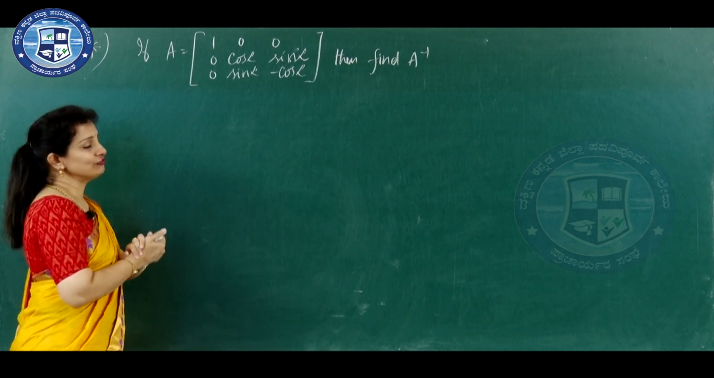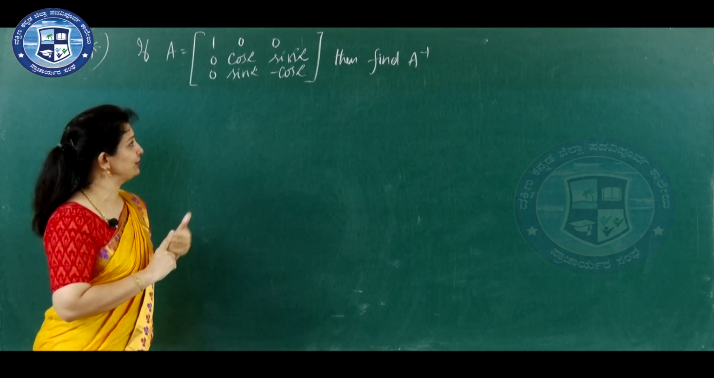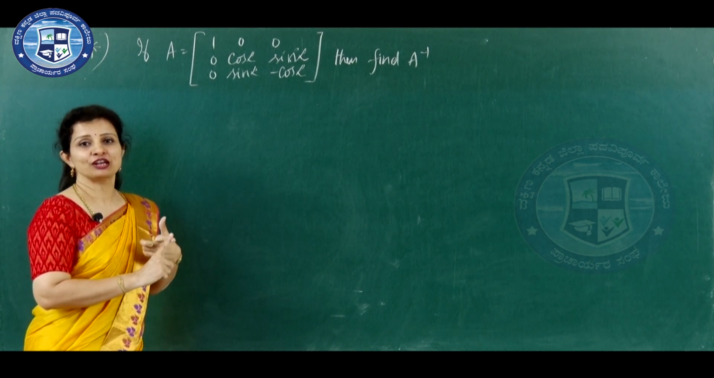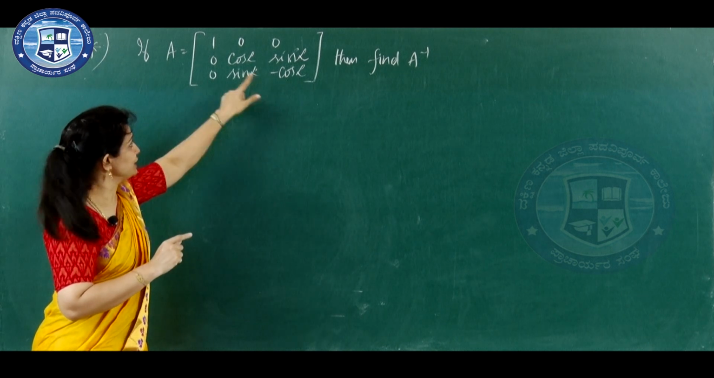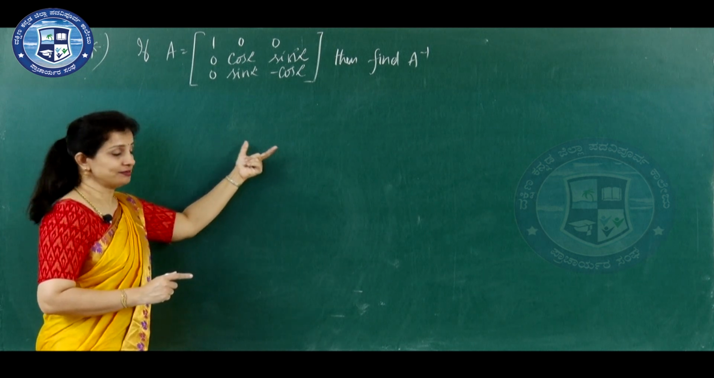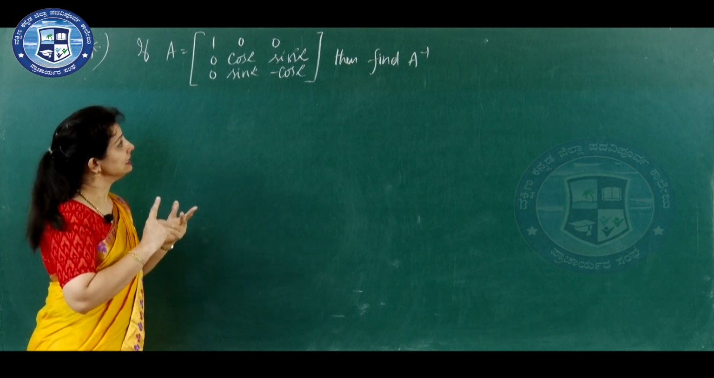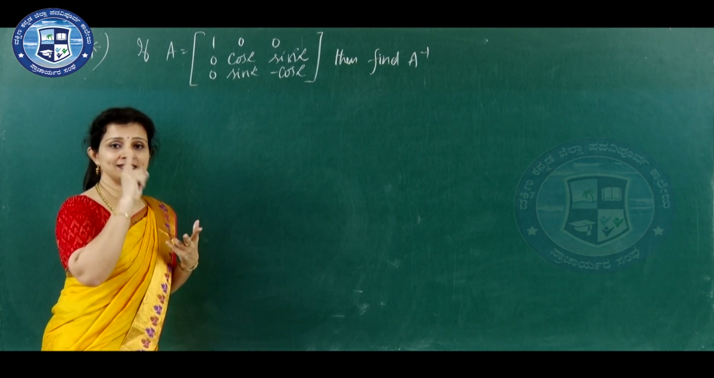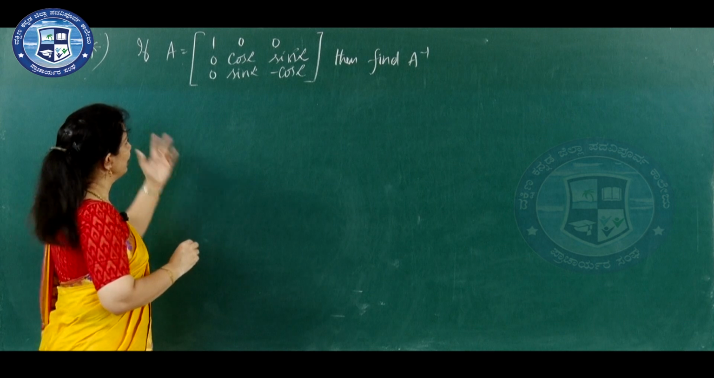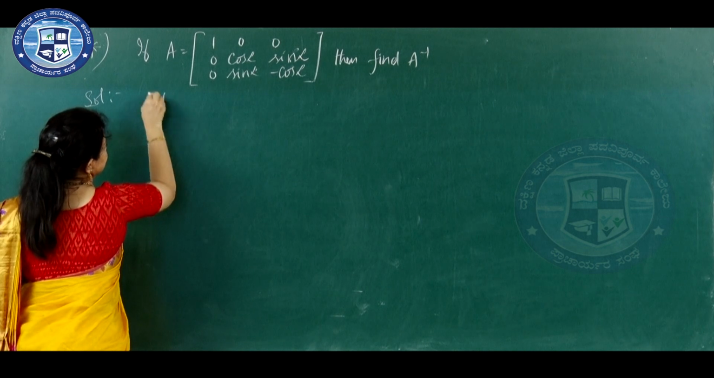To find A inverse, first step, find out determinant A, which should not be equal to 0. Then it is a non-singular matrix, so A inverse exists. Second point, find the cofactor of each element, get the transpose of that, and the transpose of the cofactor matrix is nothing but adjoint A. Third step, A inverse is equal to 1 by determinant A into adjoint A. Alright, so solution, what is determinant A?